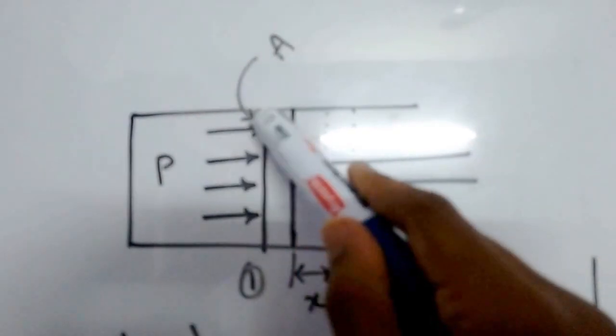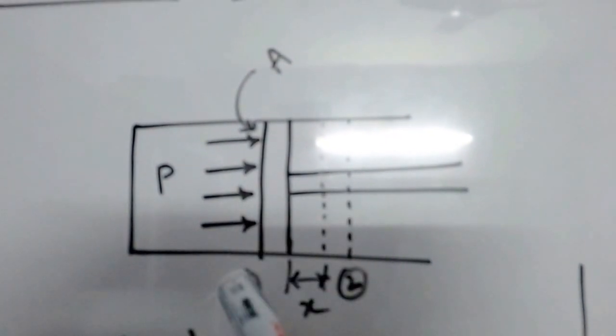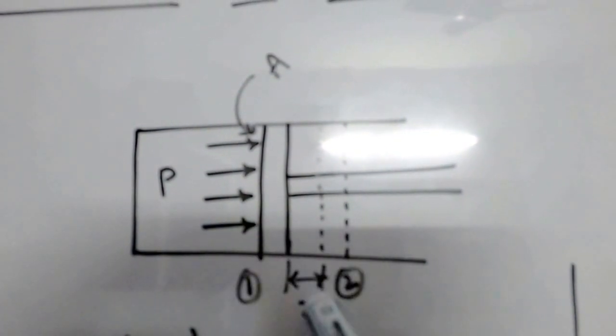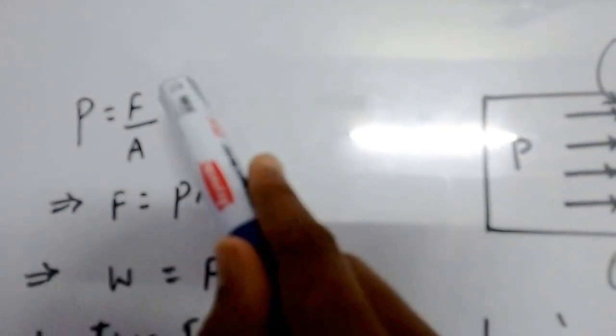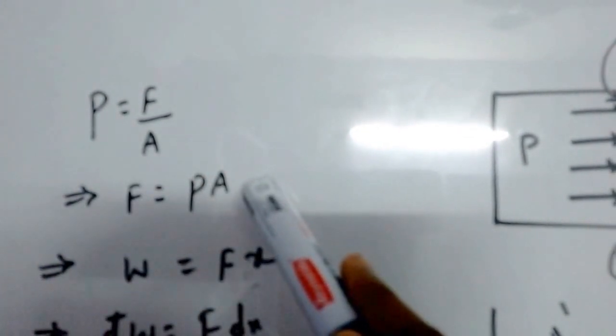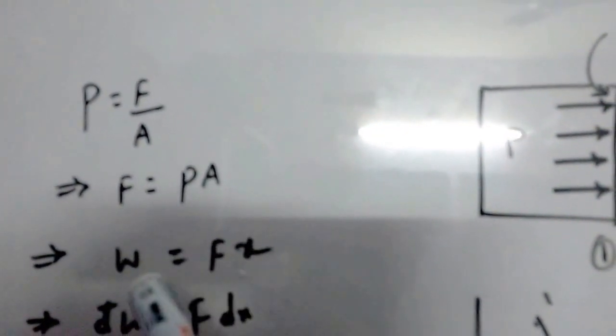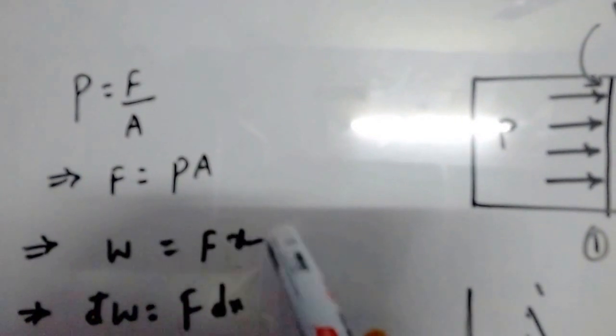A of the piston. Because of this pressure, the piston starts moving from state 1 to state 2 through a distance of x. As we all know that pressure is equal to force divided by area, we can write force is equal to pressure into area. And work done by the gas on the system must be W is equal to F into x.